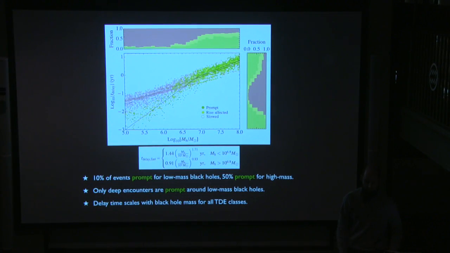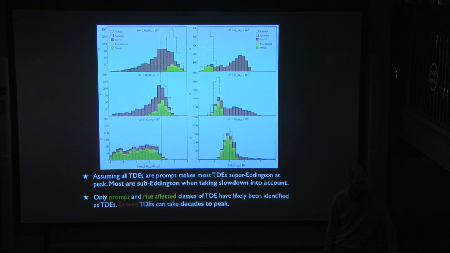So when you do this statistically, we find that maybe 10% of events are prompt. They would look like normal TDEs for low mass black holes. And then the fraction increases to maybe 50% at the higher mass end. The delay time also scales with black hole mass. It's typically a year for 10 to the 7-ish, but it can be shorter or longer depending on the mass of the black hole. And so this is the final plot I'll show.